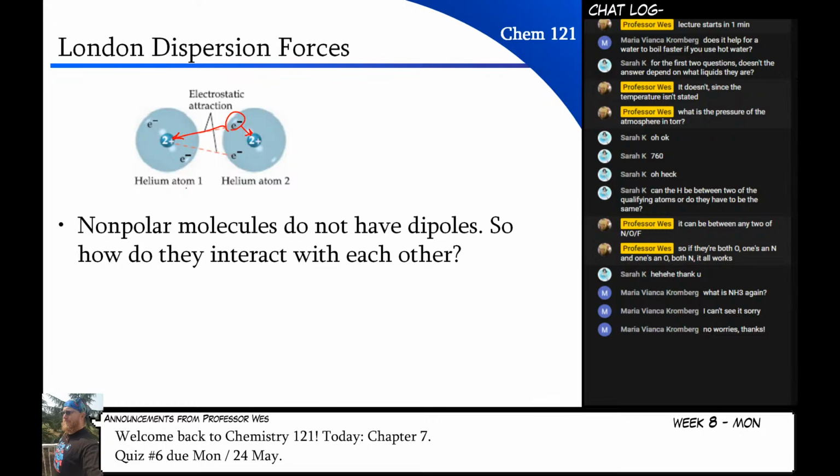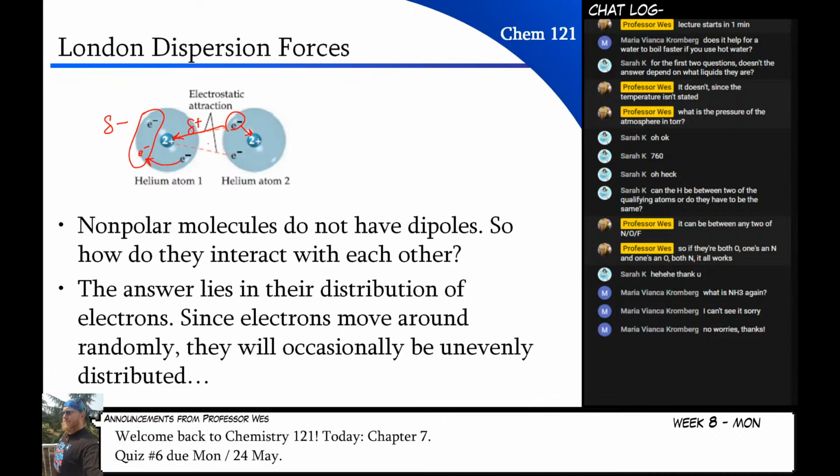And as a result, if you get a random distribution of your electrons, so let's say that this electron was just over here for a while, then most of my electrons are on this side, and there's nothing on this side, so these electrons over here would be attracted to it, thus holding the molecule together. I have this really terrible picture here that I need to replace, but if most of your electrons are on one side of the molecule, they will be attracted to the nucleus of an atom that has fewer electrons on it.